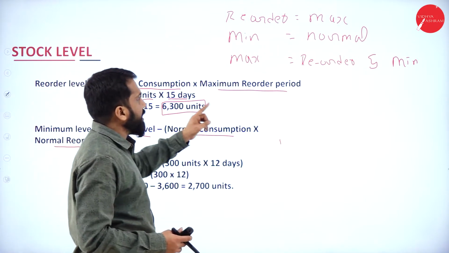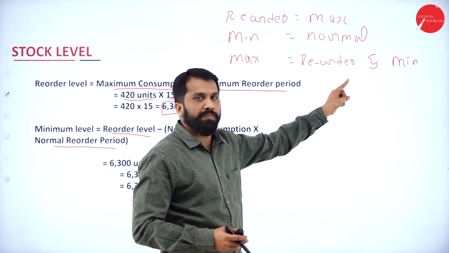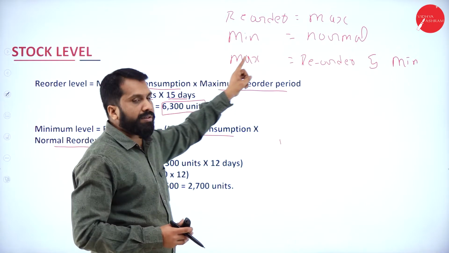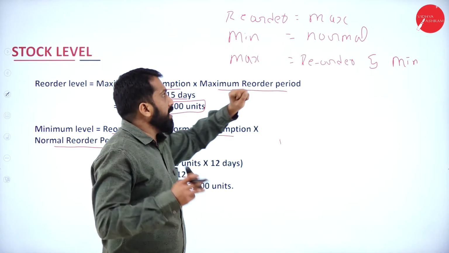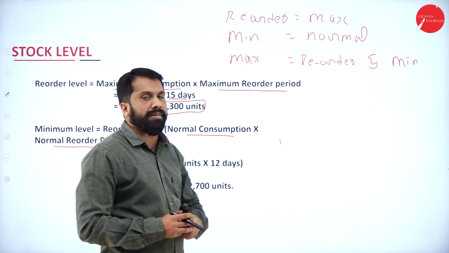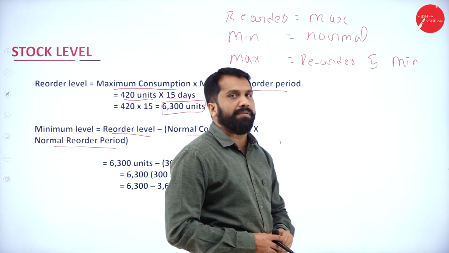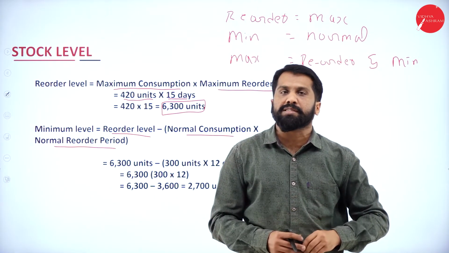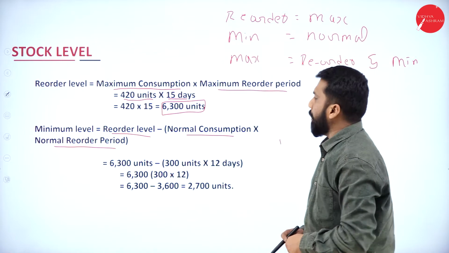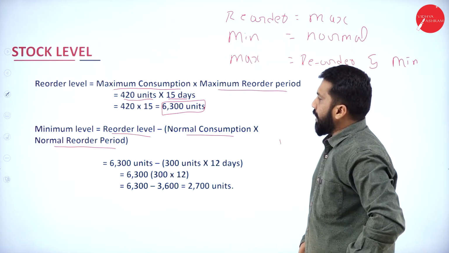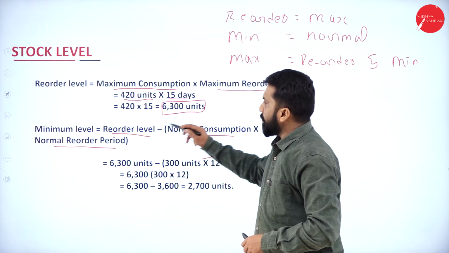Whenever they ask for maximum, concentrate on these two. Whenever they ask for minimum, concentrate on normal. Whenever they ask for reorder, concentrate on maximum. These are the shortcuts you are supposed to remember. Now, your minimum level, I'll go for this. What is the reorder level answer?